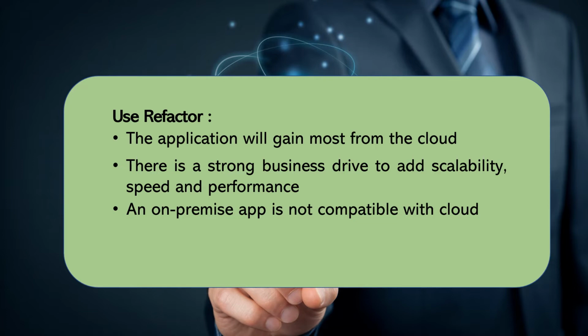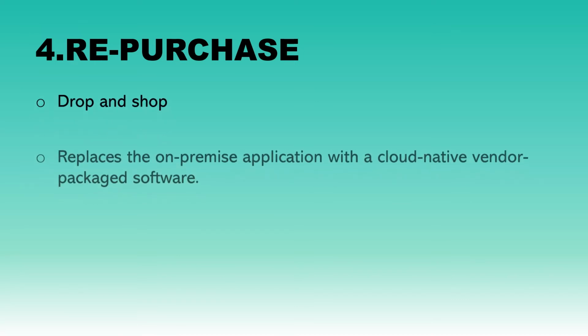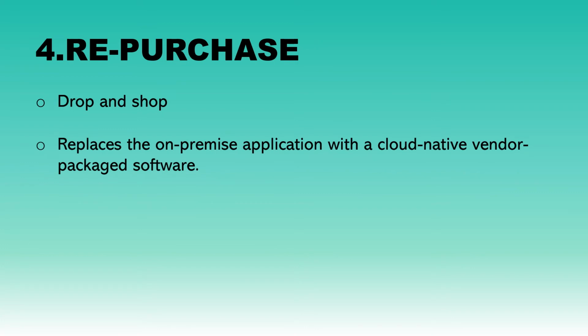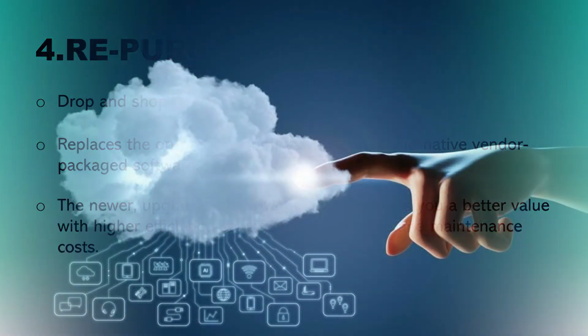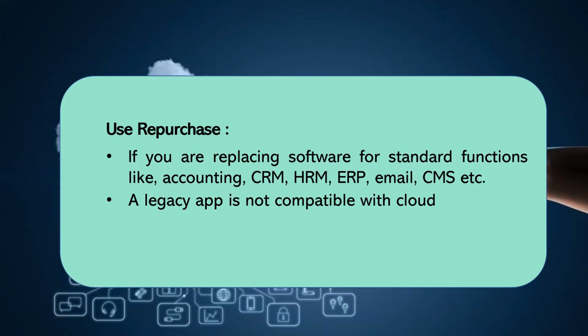Now let's talk about the fourth R, which is repurchasing, also known as the drop and shop strategy. This replaces the on-premise application with the cloud-native vendor package software. It typically means moving to a software as a service application with the same capabilities. The newer upgraded cloud version would offer you better value with higher efficiency, savings on app storage, and maintenance cost. Use repurchase if you're replacing software for standard functions like accounting, CRM, HRM, or if you find existing applications that could benefit from the cloud but would be difficult to migrate using lift and shift, drop and shop could be a good option.